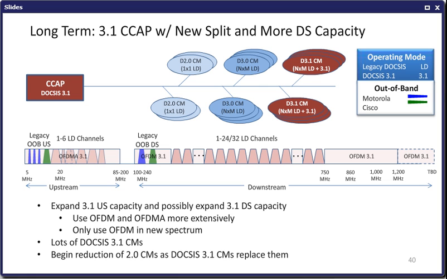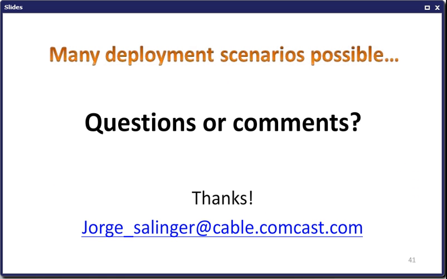Eventually, we could expand the capacity. DOCSIS 3.1 contemplates the support for additional capacity in the downstream up to 1.7 gigahertz. And when and if that capacity becomes necessary and available, then we could use that capacity as well.